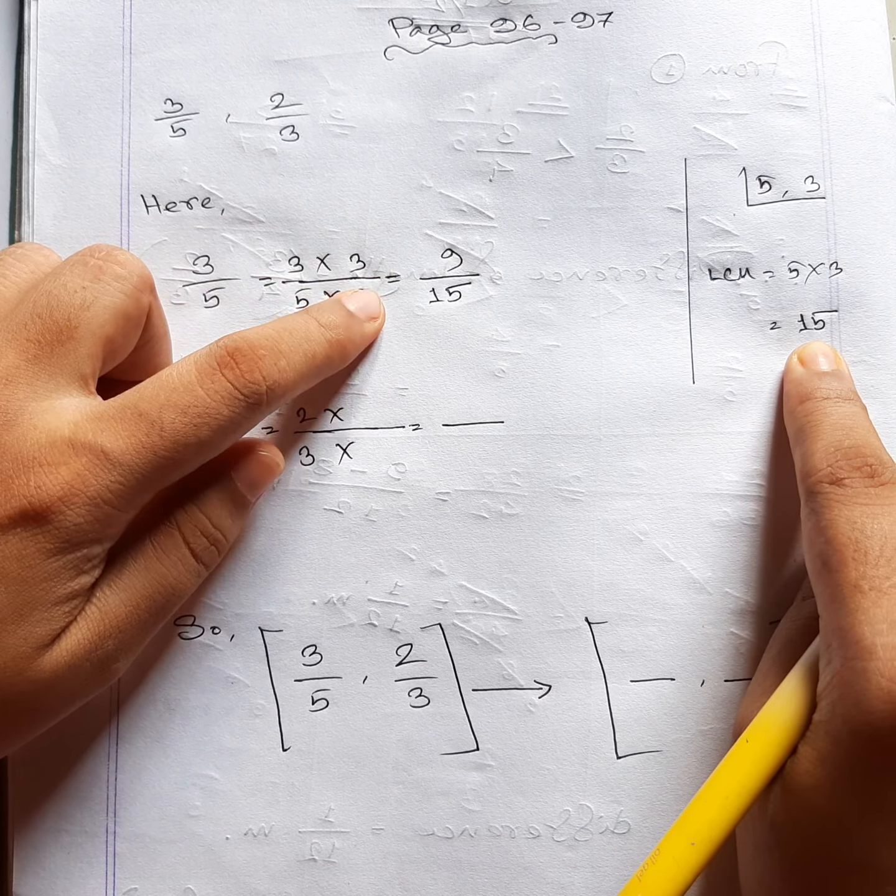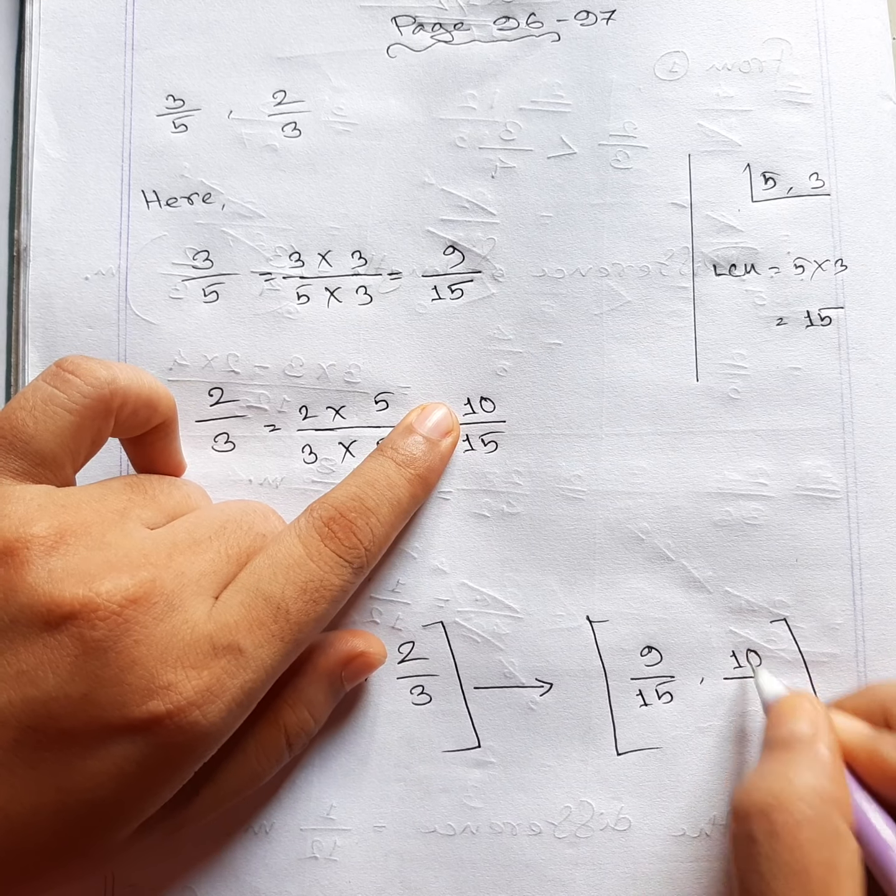Okay, and here if we divide 15 with 3, we'll get 5. Now we have to multiply 5 and 5 over here. Now you can see there's 10 and there's 15. So we can write down the common denominators of 3 by 5 and 2 by 3: the first one will go with the first one, and the last one with the last one.